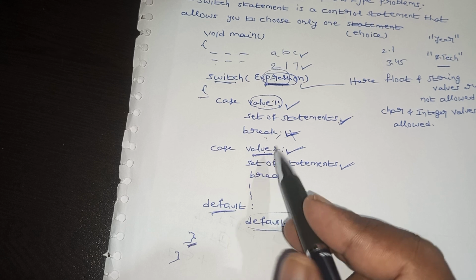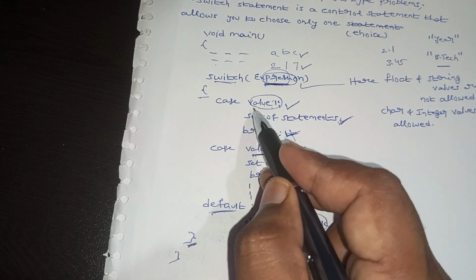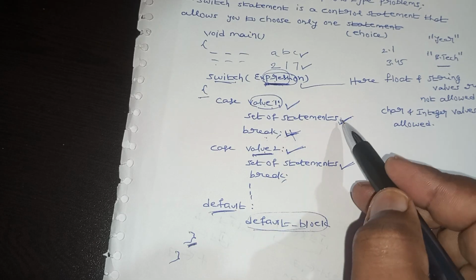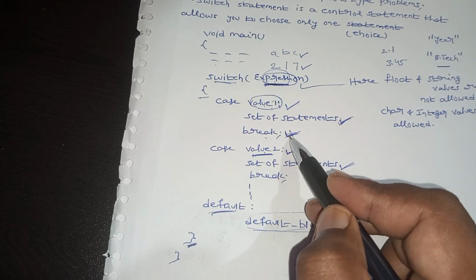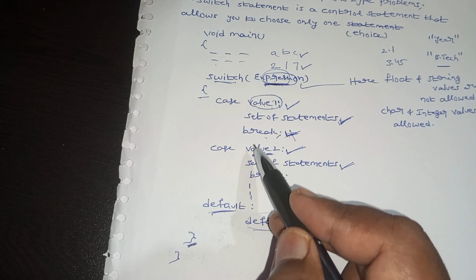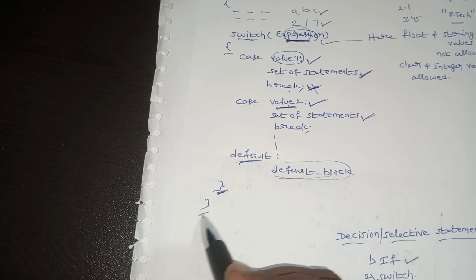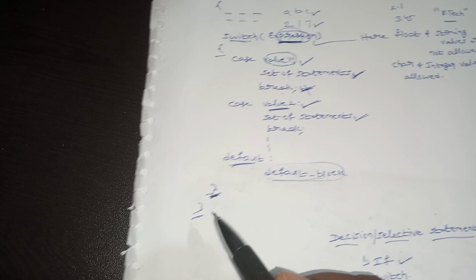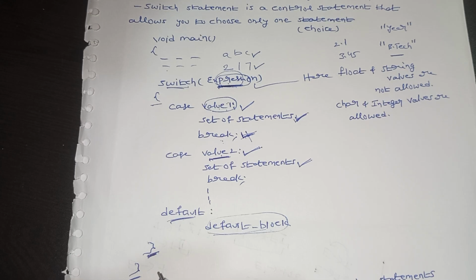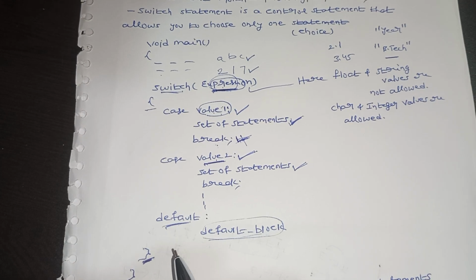When you give a break and this matches, I will execute this set of statements and then break. What is the meaning of break? Don't execute anything else, simply break out of the switch statement. I will come to the end of the program. Finally, this is the end of the main program. Now I will take one example using a switch statement.